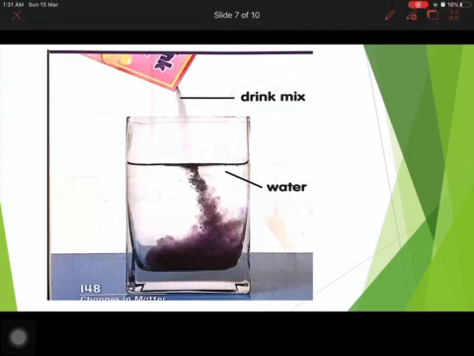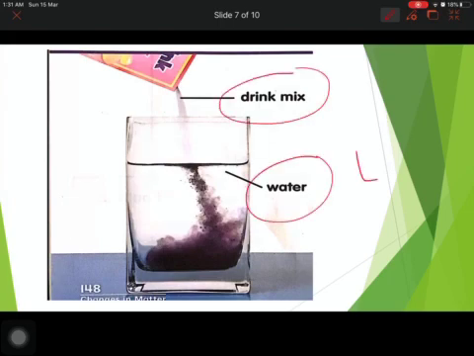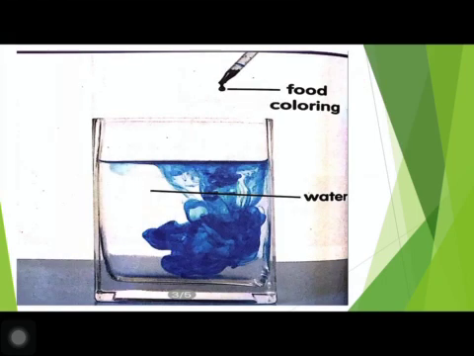Okay, let's move. What do you see here? I see water, right? Water is liquid. Drink mix is solid, right? So this solid dissolves in water, as you can see. Let's move to the other picture.